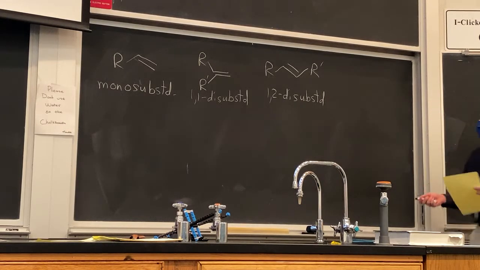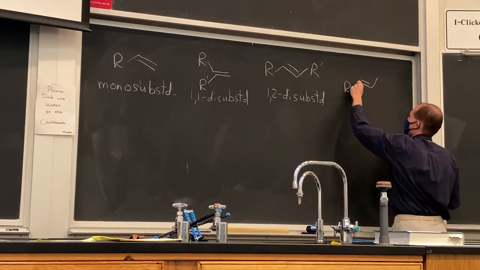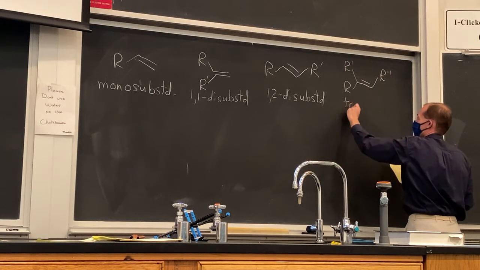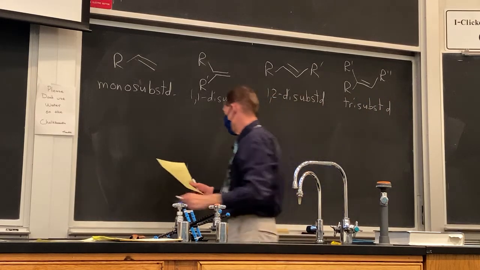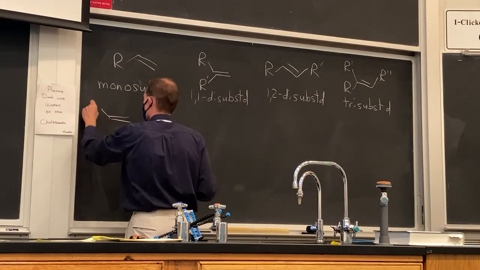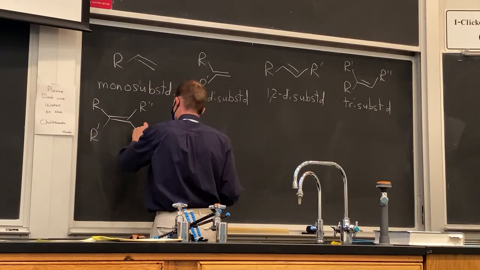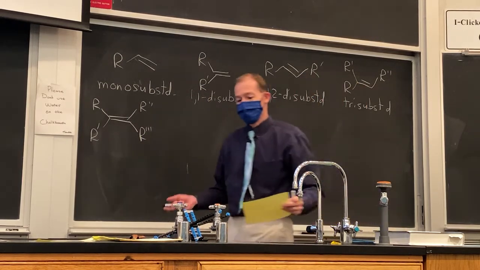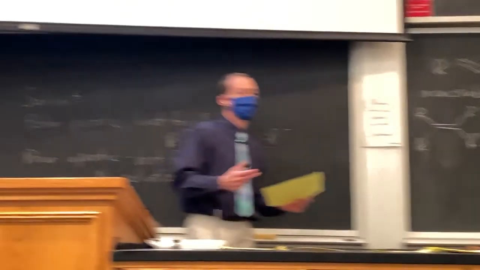And of course, we could have cis and trans isomers of this. And then we have trisubstituted. And then, of course, we could have tetrasubstituted alkenes. Okay? So I mentioned to you that we cannot rotate about the carbon-carbon bond of an alkene. Question?